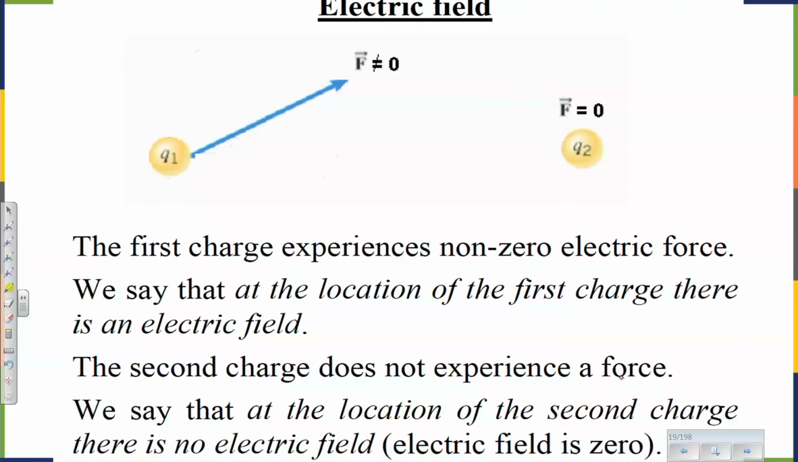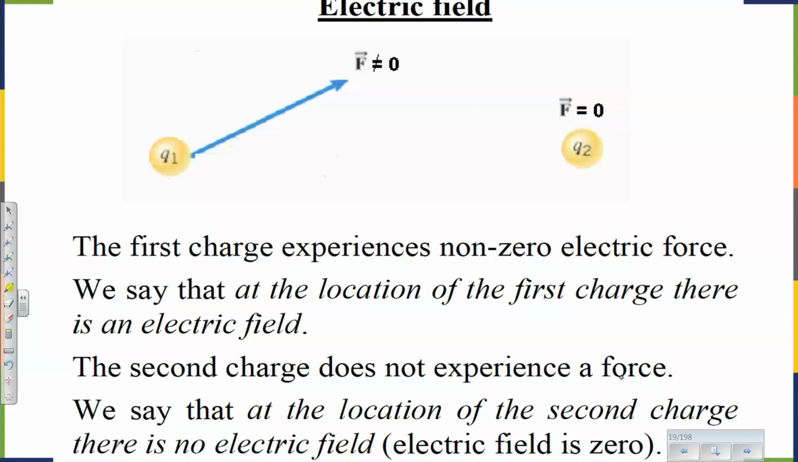Now we're going to talk about a very important term in physics, the word field, a very important category. Field is something which is presented in a region of space. Basically, that's what a field is.